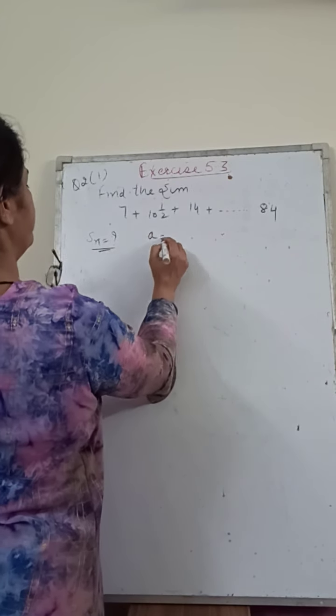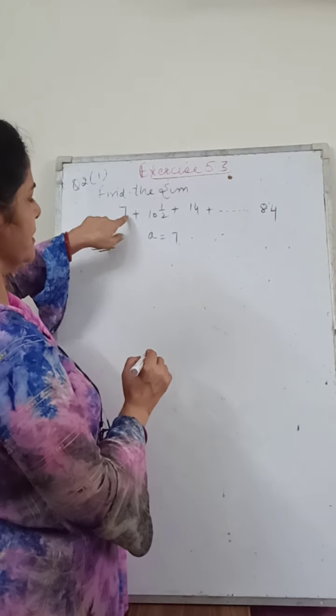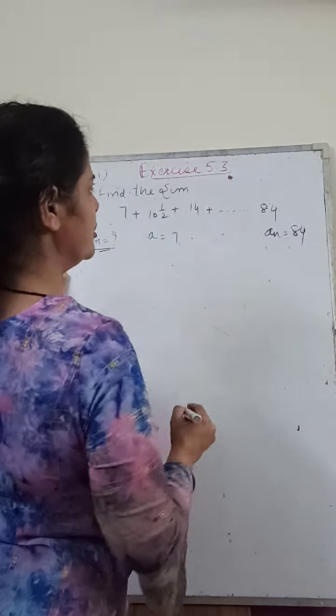What is a? a is 7, right? This is an AP. But here plus is written, plus means you have to add. But this is an AP. First term is 7, second term is 10 1 by 2, third term is 14 and the last term is 84. So last term an you can say is 84.